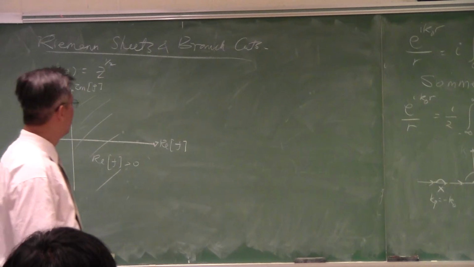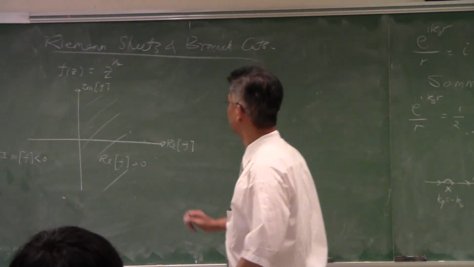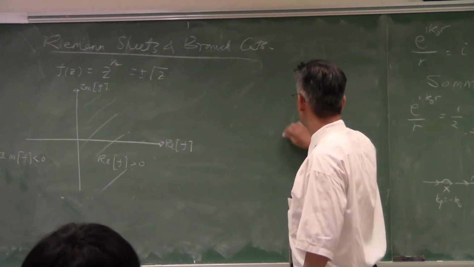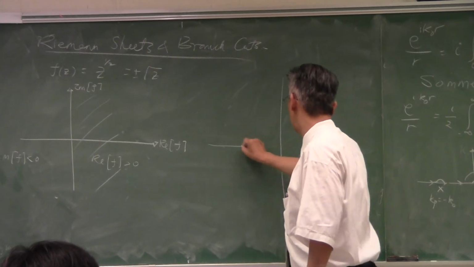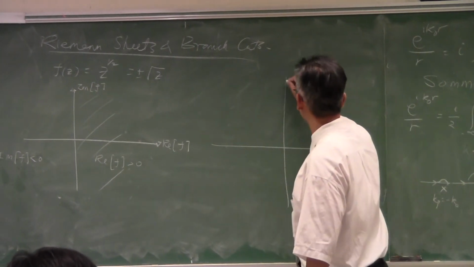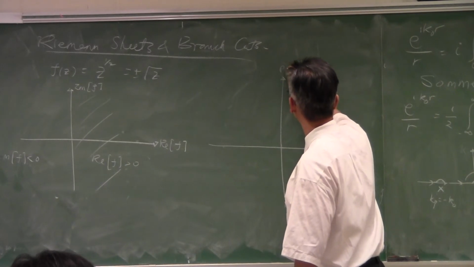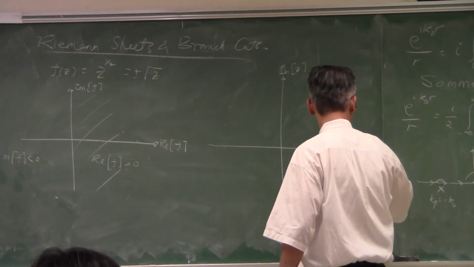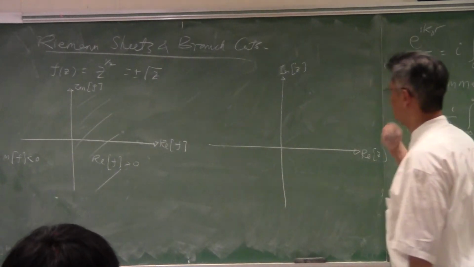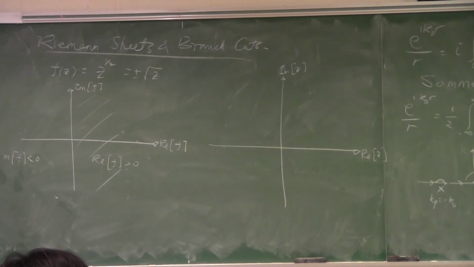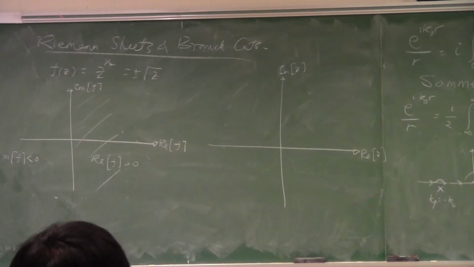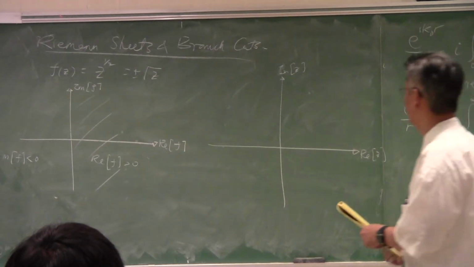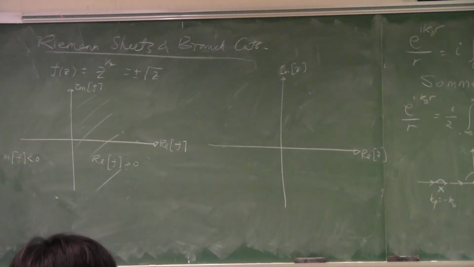But for every value of z, there are 2 possible values of f. So how do we compartmentalize our complex z-plane so that we can actually keep track of everything about the function? How do we divide up our complex z-plane so that we can keep track of what happens to our f? Because every z value maps to 2 values of f. One way to do that is to use Riemann sheets.